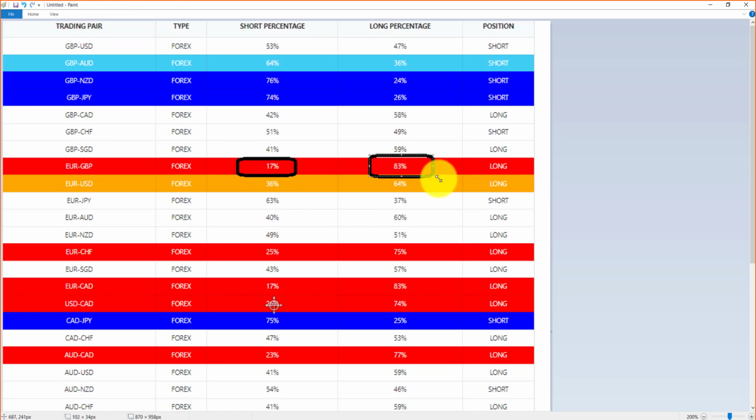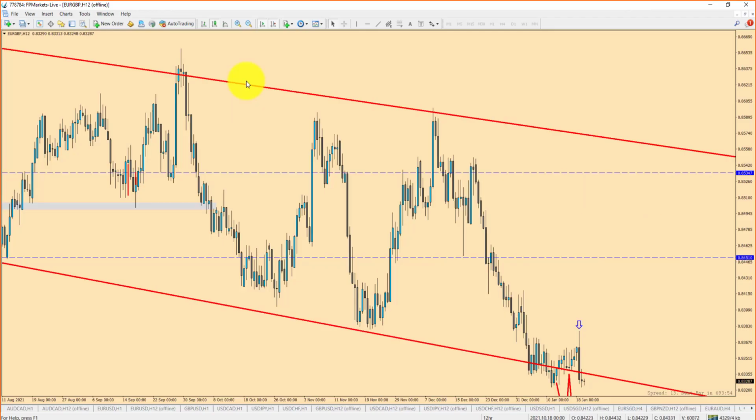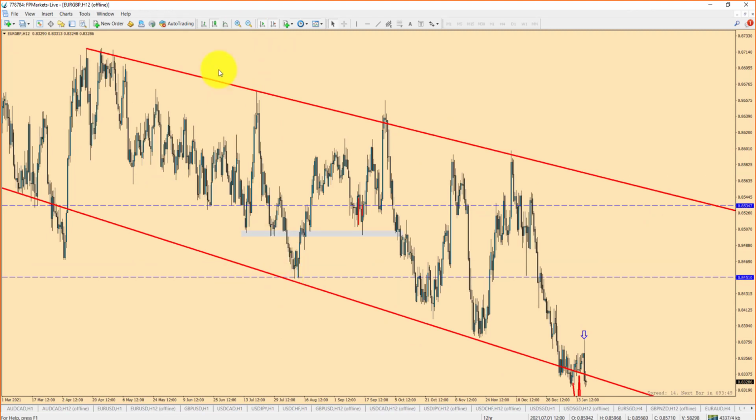I don't want to be in this 83% long group. These are the losers, right? So I don't want to be in that group. These are the guys that are fading the trend. So I like this euro pound as I like it to breach this big channel. So I got this big channel here drawn on my 12-hour euro pound, and I have been expecting for some time now that the euro pound is going to break through here.